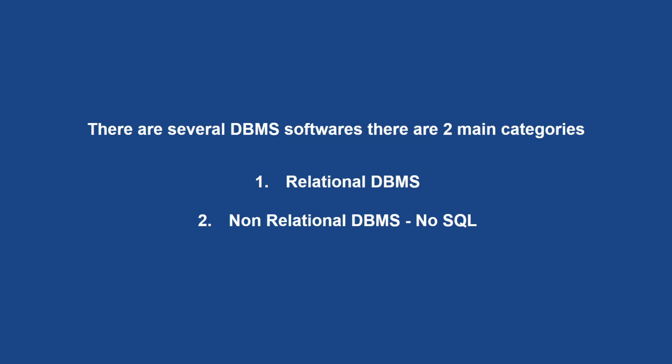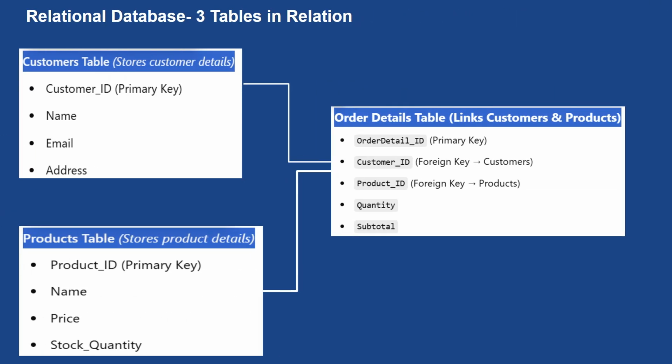There are several database management softwares, and there are two main categories. You will hear the term relational database management system, and you will hear another term called non-relational database management system. The first is popularly called RDBMS and the other one is popularly called NoSQL. Now what is a relational database? With the word relation, that means the tables that are there inside the database are related to each other.